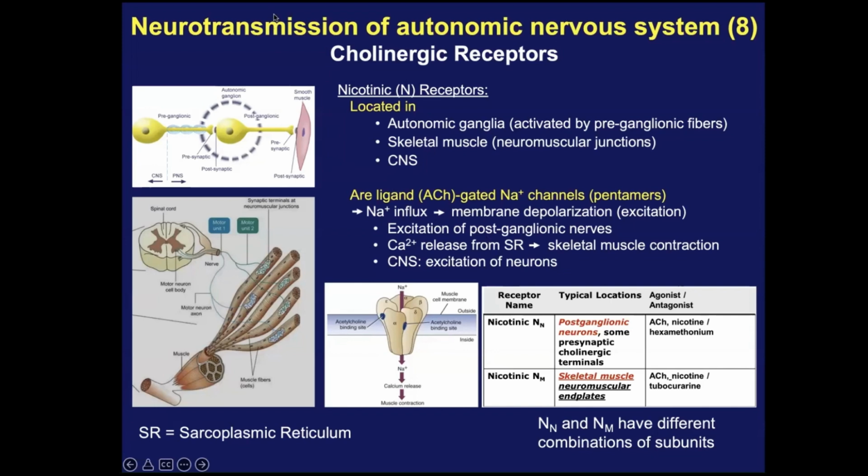I see there's a question. Do GS and GI have opposite effects on calcium channels? Yes.